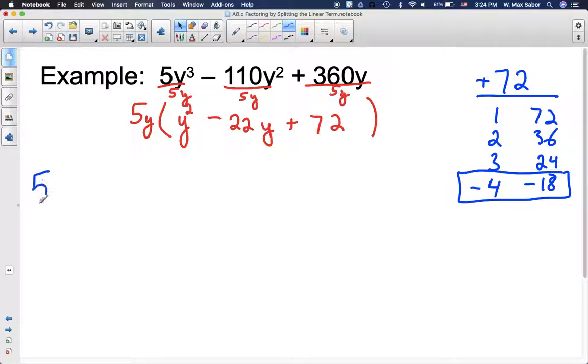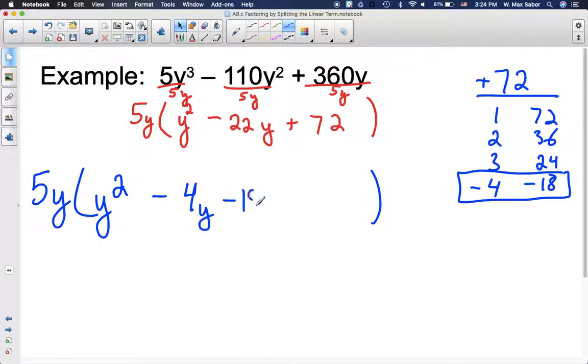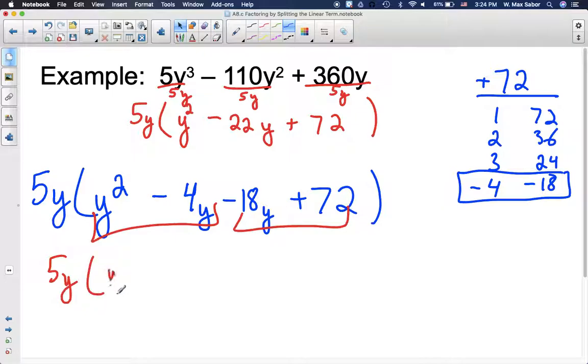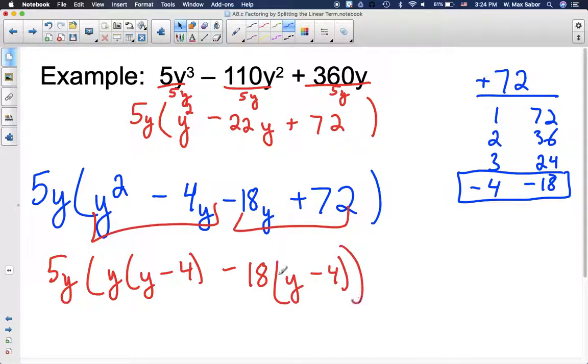So 5y, y squared minus 4y minus 18y plus 72. Now we're factoring by GCF. 5y, y times y minus 4, minus 18 times y minus 4. So what we're left with is 5y times y minus 4 times y minus 18.